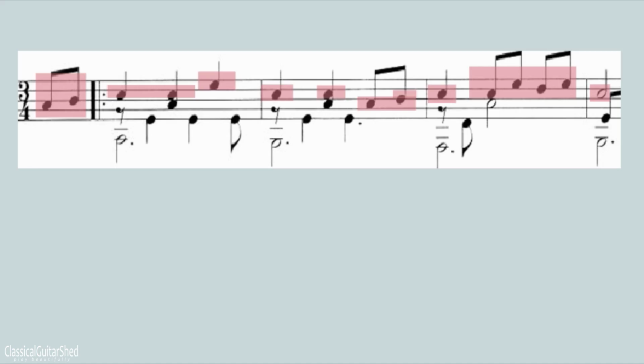If you'll notice, there's something else going on here. And that is that on these notes right here, you have 2 notes. You have stacked notes, right?